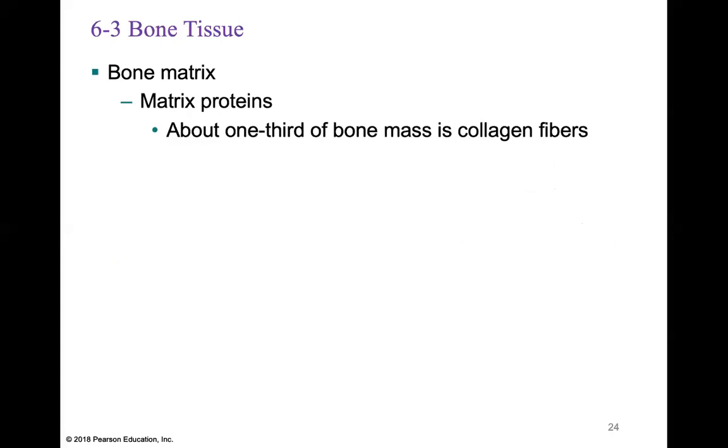The matrix proteins: about 1/3 of the bone mass is actually collagen fibers. And if you remember from the tissues lecture, the collagen fibers actually add a lot of support to the bone itself, the bone tissue.